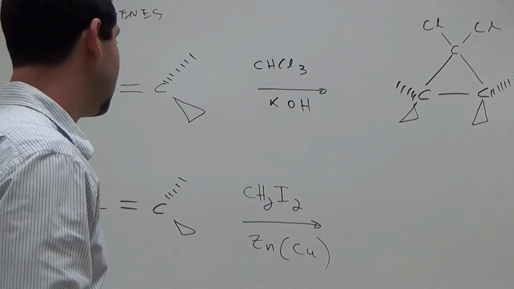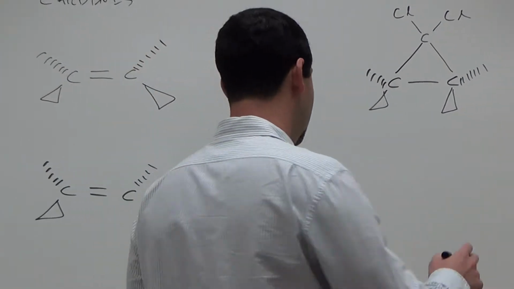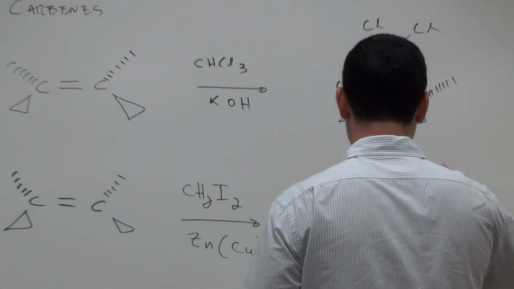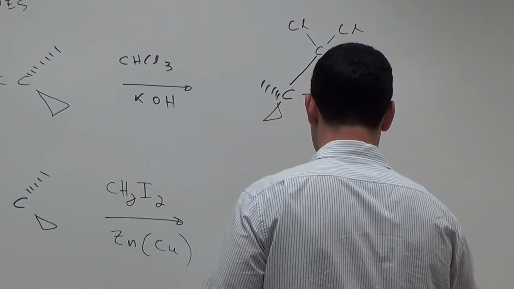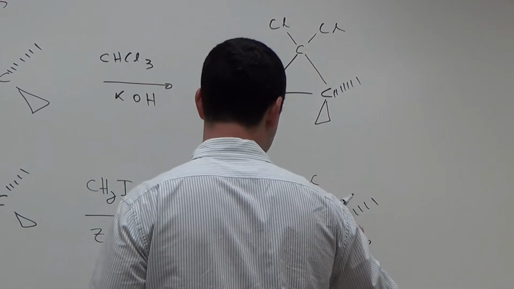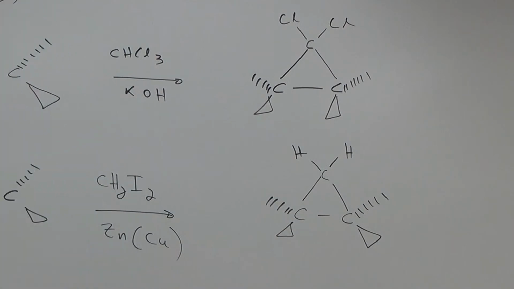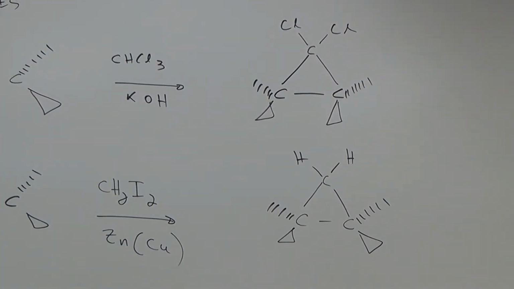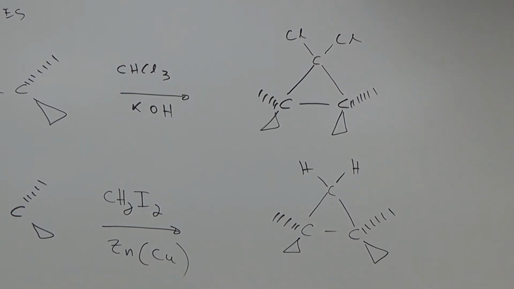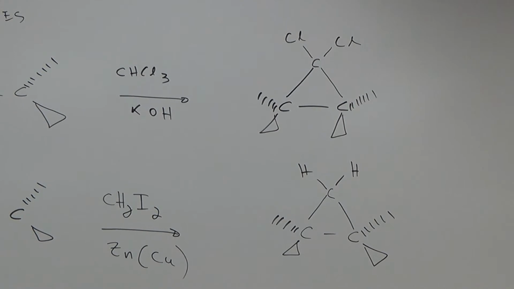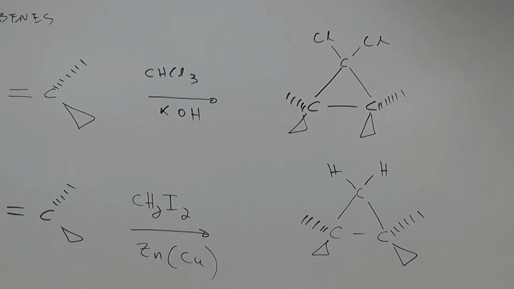And the other one is CH2I2, zinc and copper. This is still a carbene that will form what? Still a cyclopropane. This will add to the same face of the double bond. What's the difference between the carbene on the top and the carbene on the bottom? Carbene on the top has 2 chlorines on that carbon, and carbene on the bottom has 2 hydrogens instead. Okay, you have to know those reactions for the test.